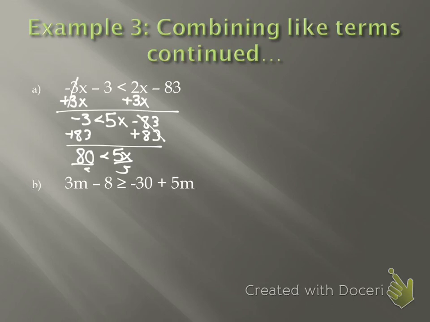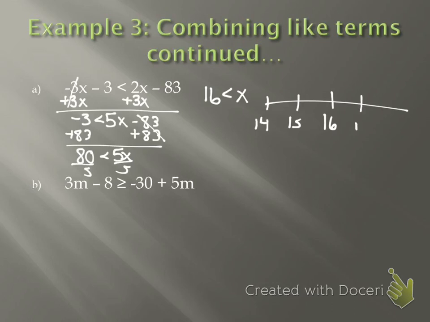Divide both sides by 5. Now, here's the important part. It's going to be 16. All right, how do I read my solution? Colin? X is greater than 16. You always start with the variable. If you read it as 16 is less than x, there's a good chance that you're going to do your number line wrong. Okay? X is greater than 16.